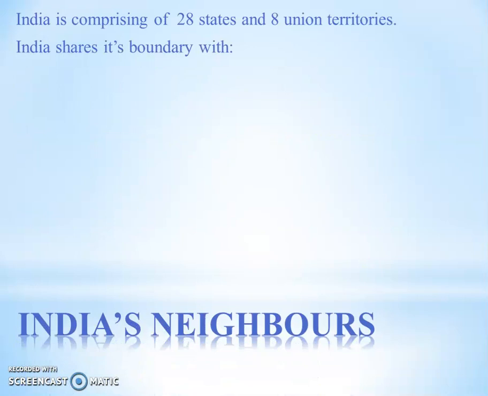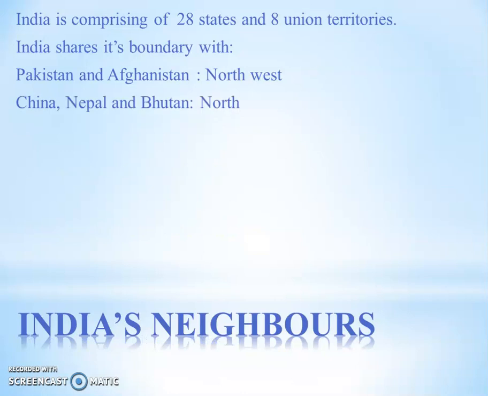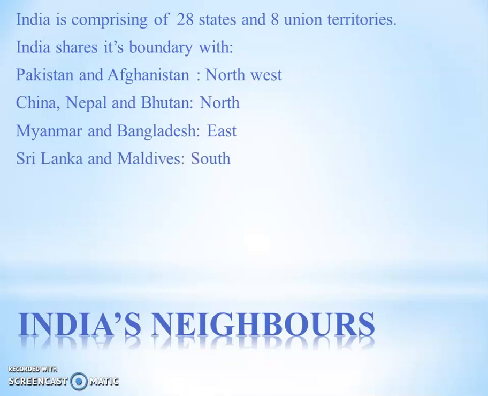Now, India's neighbors. Students, India comprises 28 states and 8 union territories. India shares its boundary with different countries. For example, in the northwestern part, India shares its boundary with Pakistan and Afghanistan. In the northern frontier, we are sharing our boundary with China, Nepal, and Bhutan. In the east, we are sharing our boundary with Myanmar and Bangladesh. In the southern part of the country, we have Sri Lanka and Maldives as our neighbor countries.